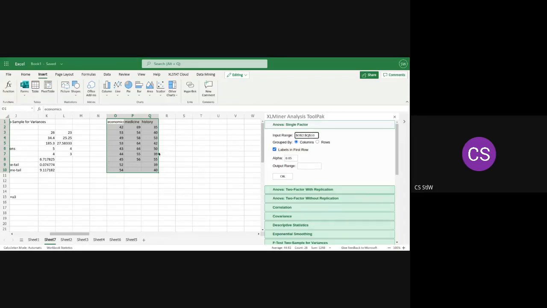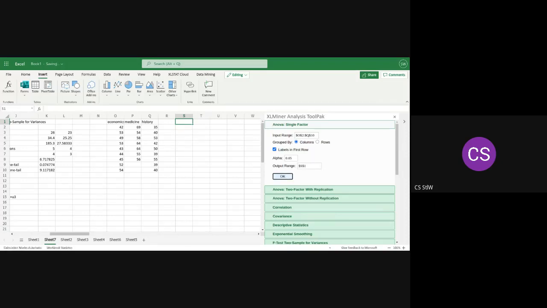So I feel like the toolpack helps, especially those people who have not really interacted with this side of mathematics, the statistics side of mathematics. It's just direct. It's able to do everything for you. Alpha is just the confidence level, so it can be different. And then the output range is where you want the output to be displayed. So I'm just going to display it at S1. Okay, and then let us click OK.